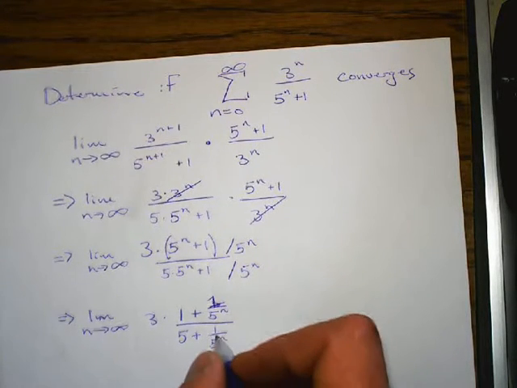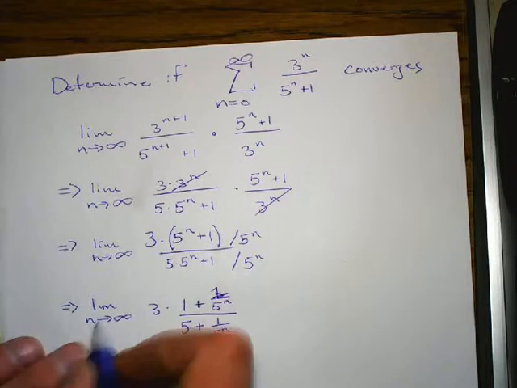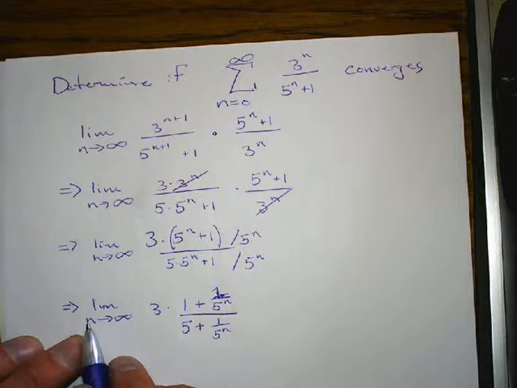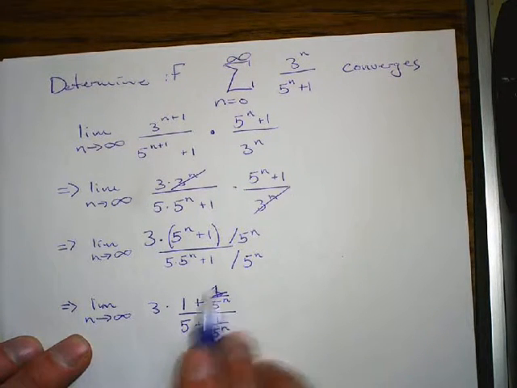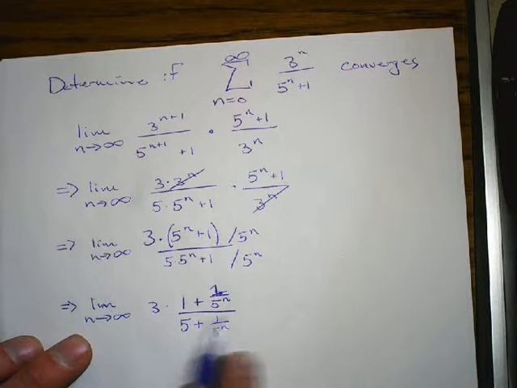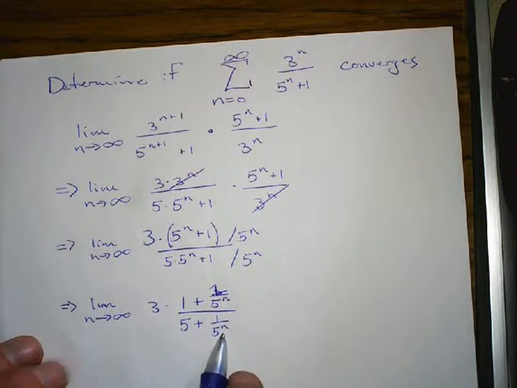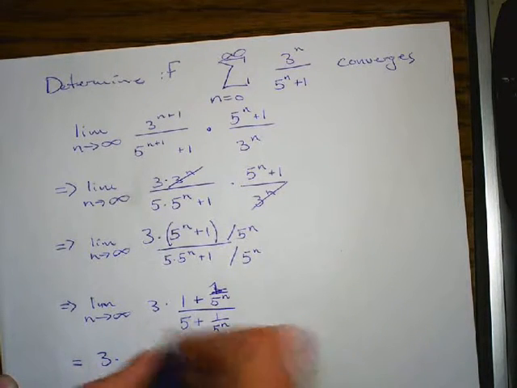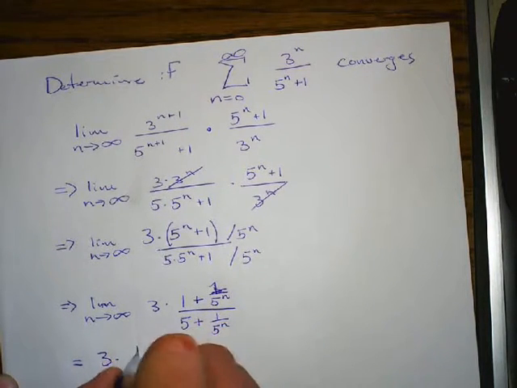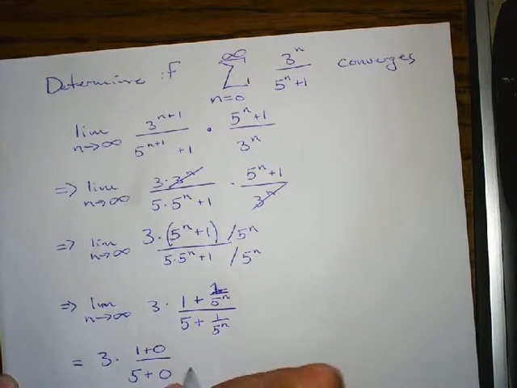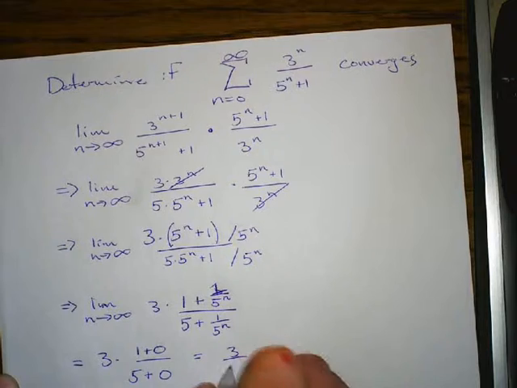Now what I can see is, if I was to apply my limit and take n towards infinity, this term here is going to 0. This term here is going to 0. So this is 3 times 1 plus 0 over 5 plus 0, which is just 3/5.